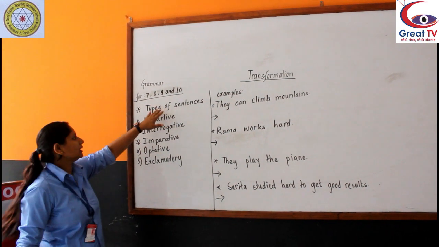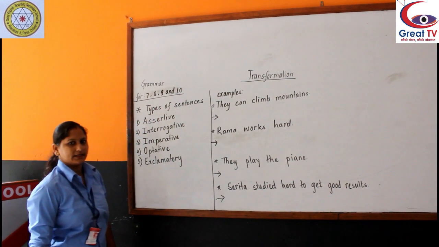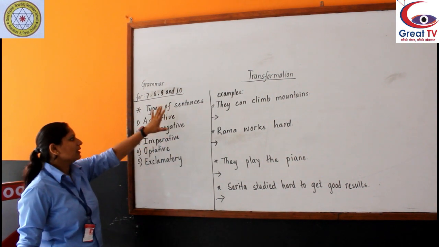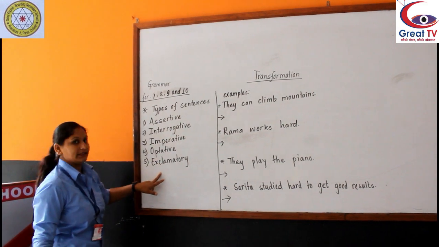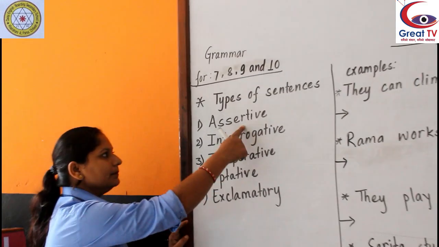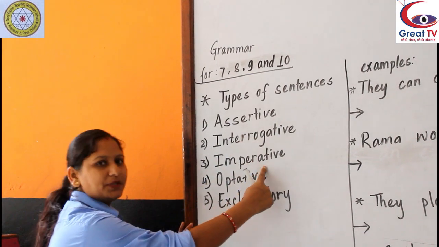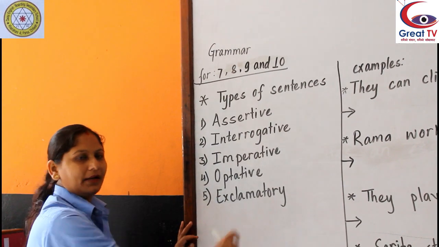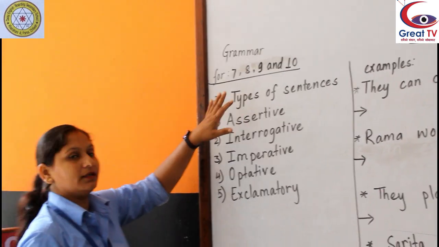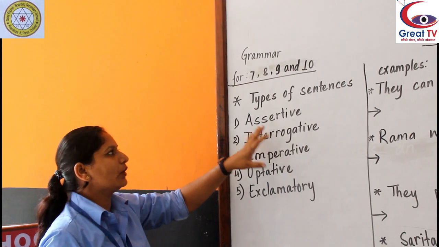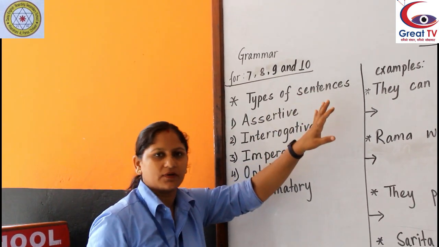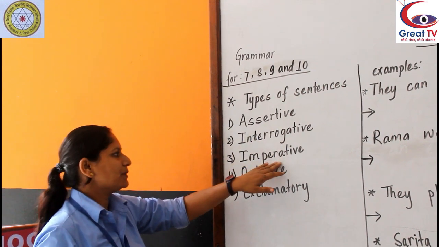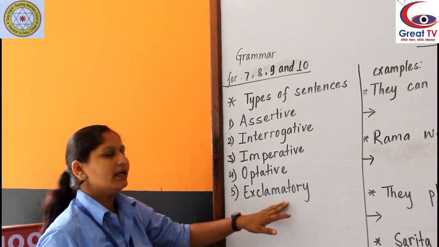First, we are going to learn the types of sentences. In transformation, we learn 5 types of sentences. They are assertive, interrogative, imperative, optative, and exclamatory. I repeat, they are the 5 types of sentences we are going to read in this topic.